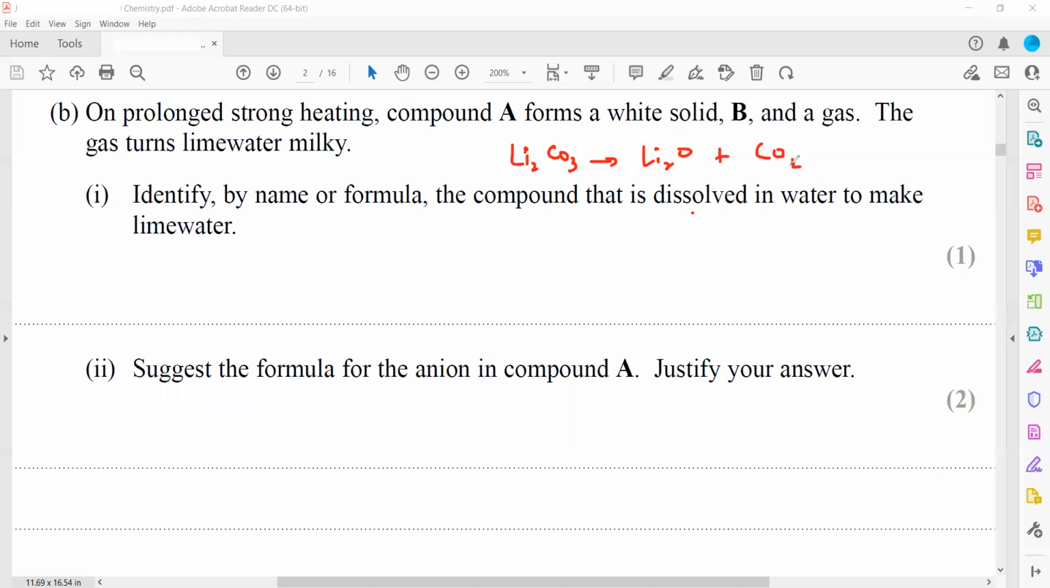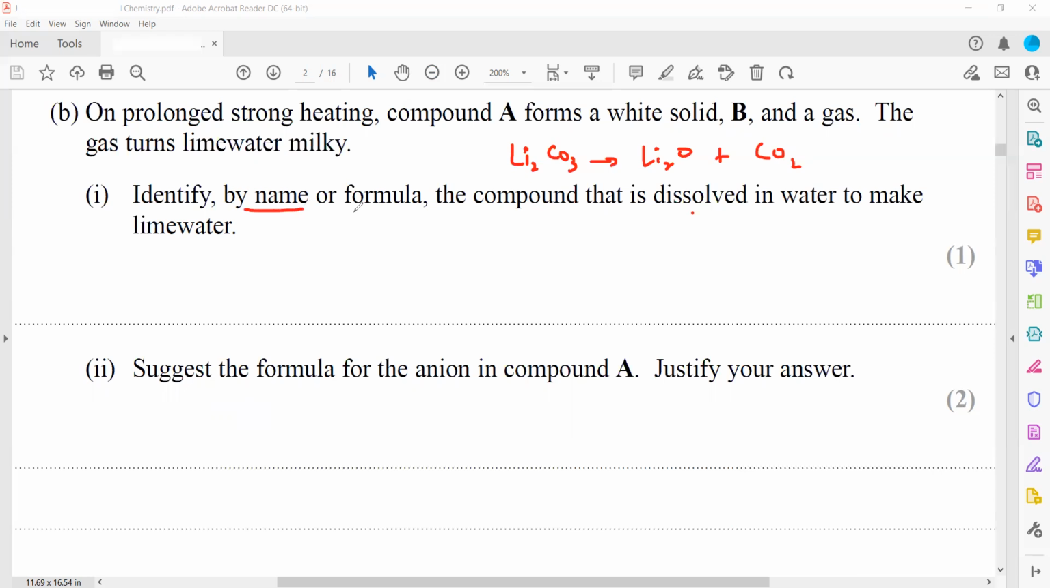It decomposes in the same manner as the group 2 elements like calcium, because the lithium ion is smaller in size, so it causes more distortion to the carbonate ion. As a result, it can thermally decompose at a lower temperature as compared to sodium or potassium, and thermal stability increases as we go down.